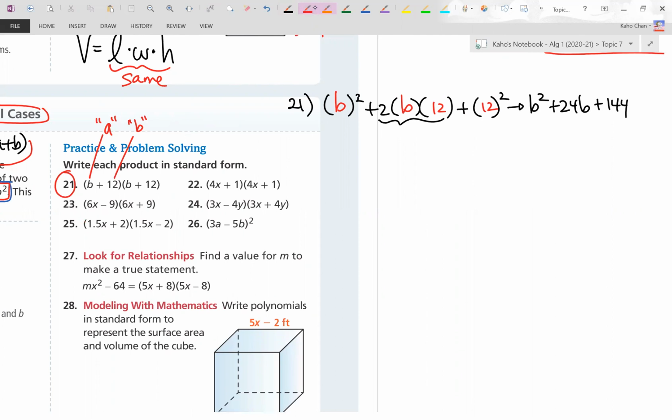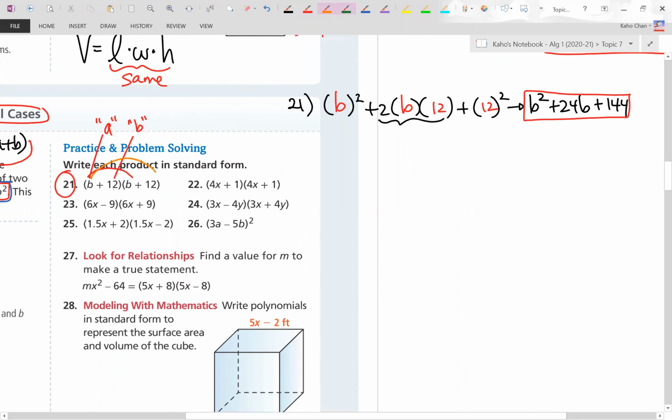And it's not the end of the world if you don't memorize the pattern, but you'll get that anyway if you were to FOIL it over here on the left. You'll get the same answer. It's not the end of the world.